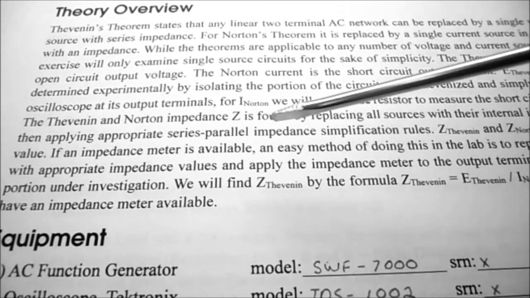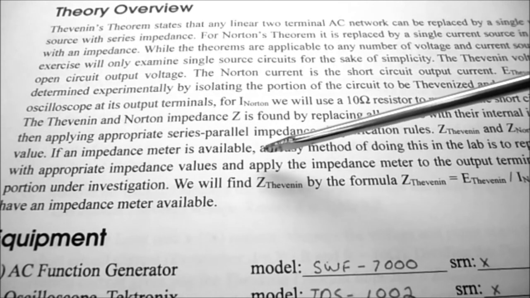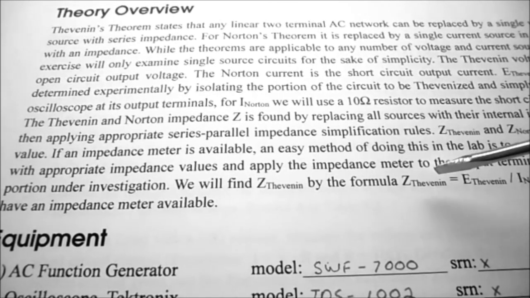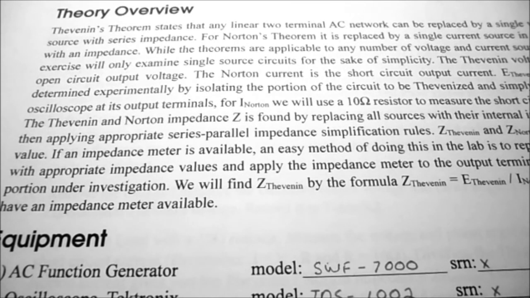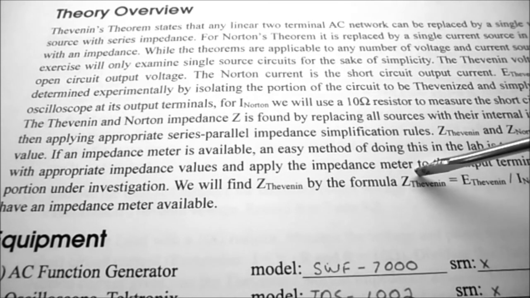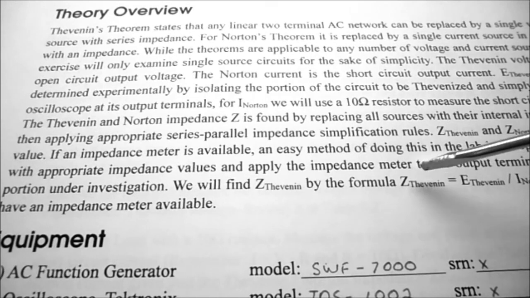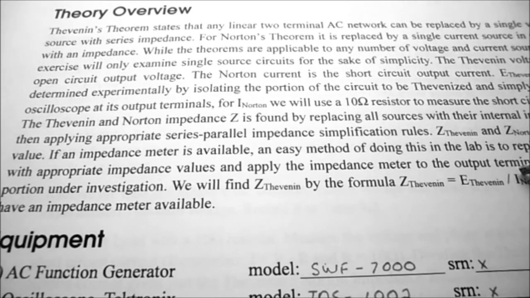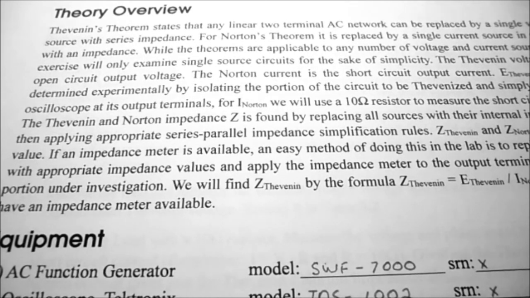Unfortunately, we do not have an impedance meter, so we're going to find Z Thevenin by the formula Z Thevenin equals E Thevenin divided by I Norton. Now that's just straight Ohm's law, except in this case, Z is an impedance, and that implies that either E Thevenin or I Norton will have a phase angle associated with it.